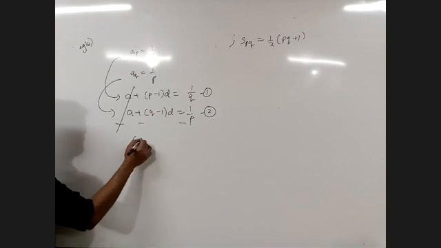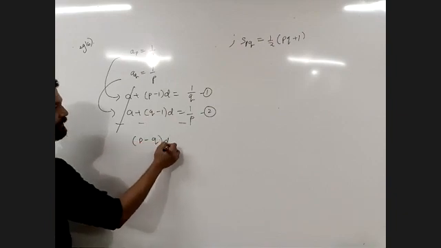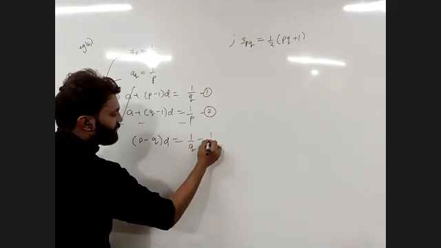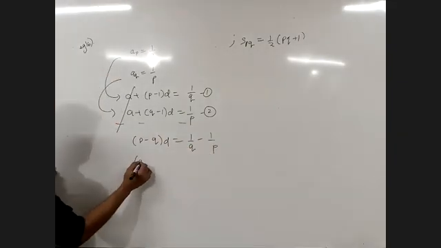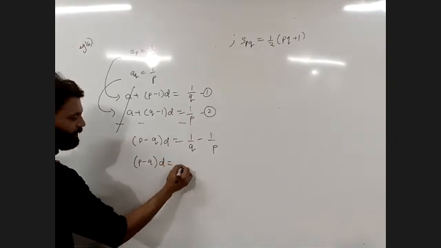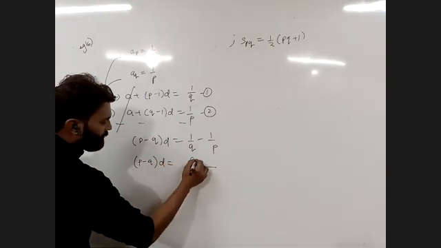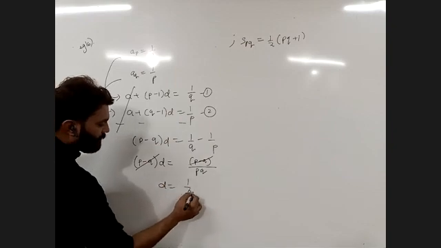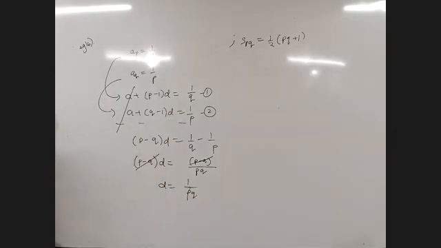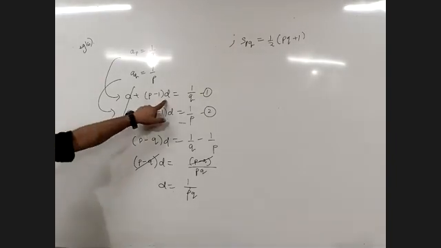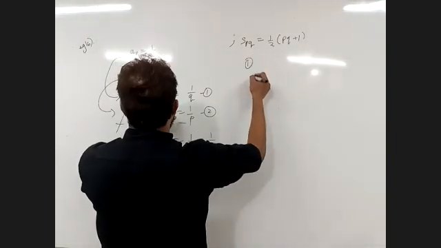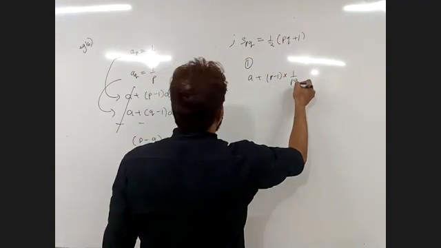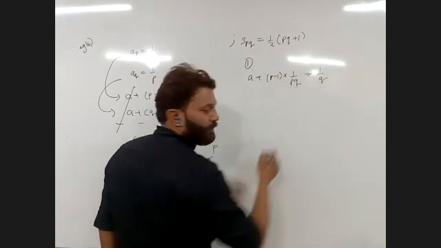These two cancel. This will be P minus Q of whole D, because minus 1 plus 1 will cancel, equal to 1 upon Q minus 1 upon P. So P minus Q into D equal to, LCM as PQ, and this will be P minus Q. These two also cancel. D equal to 1 upon PQ. Right? We got the value of D. Let's put the value of D in equation 1. From equation 1, A plus P minus 1 into 1 upon PQ equal to 1 upon Q.